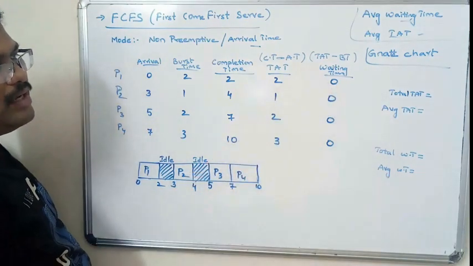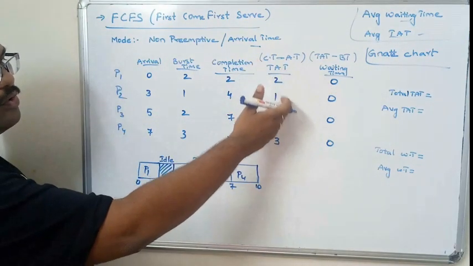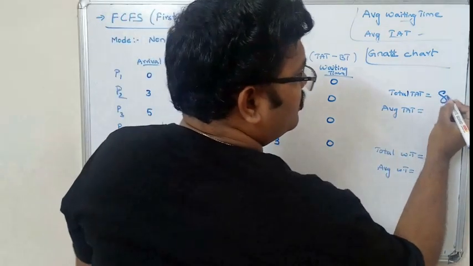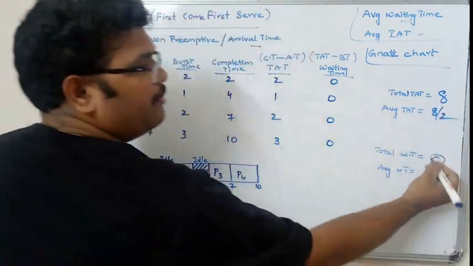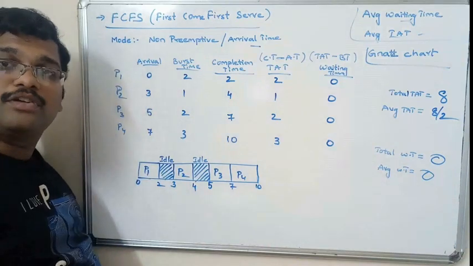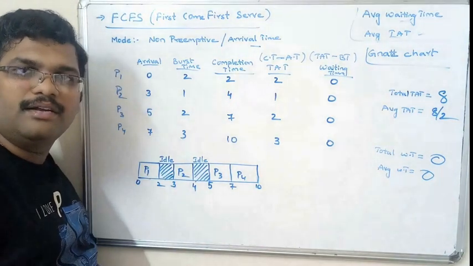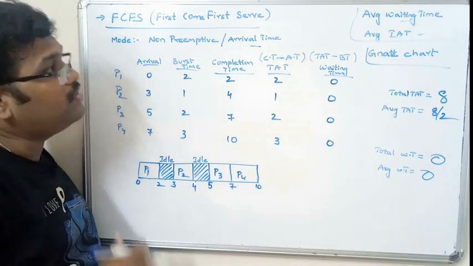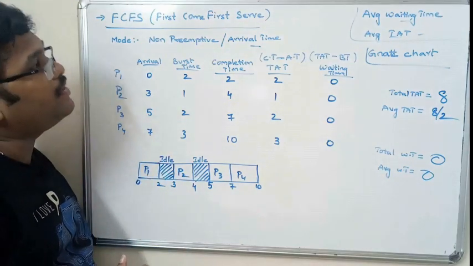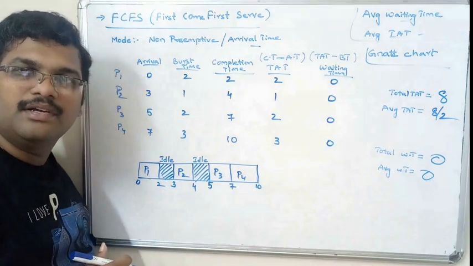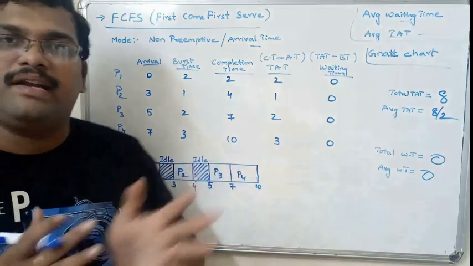Now calculate the average turnaround time. This is the turnaround time: 2 plus 2, 4, 5, 8. So 8 by 2. Here the waiting time is 0. No process is in a waiting state to get the CPU. So this is one more example for first come first serve. Hope you understood these different cases.